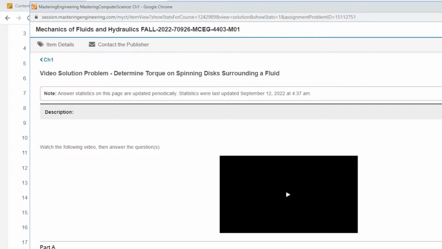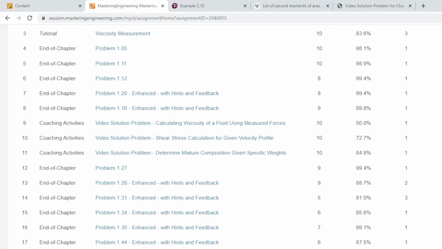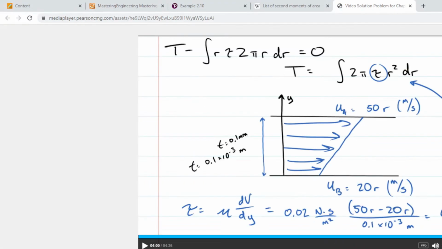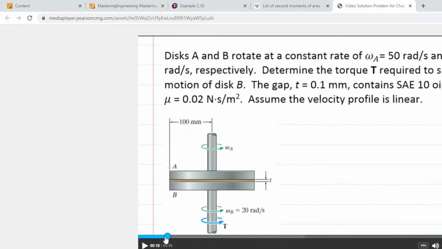So let me try to find it. I don't know what disks A and B are, so I guess I'll have to find them in the video. Okay, so there's A and B. They have the same length of 100 millimeters, let's say, for the radii. So let's see, if these things are doubled.